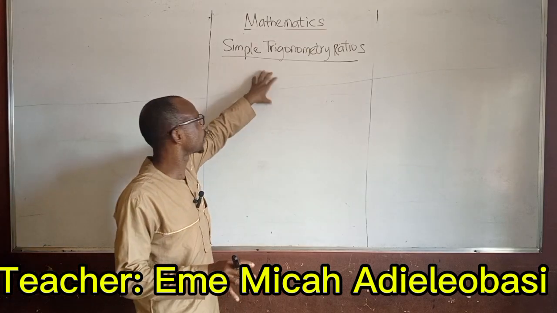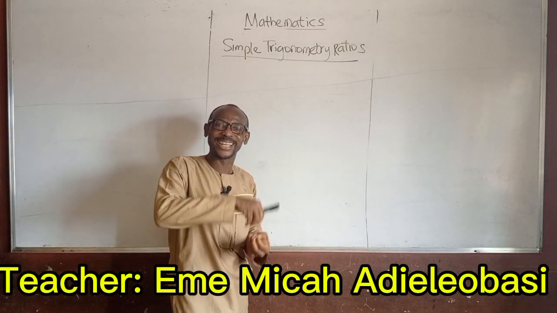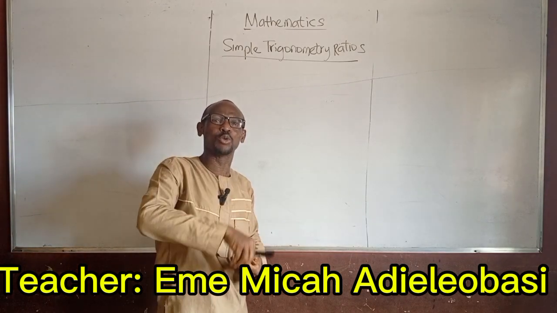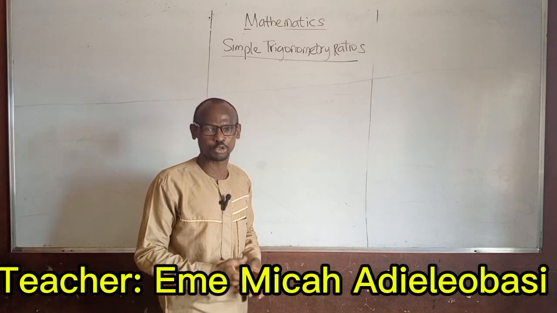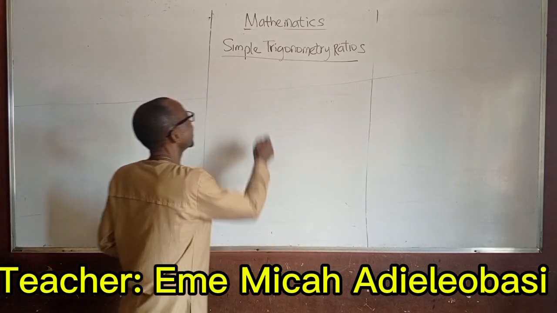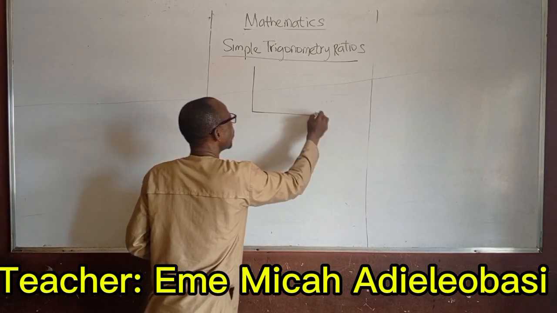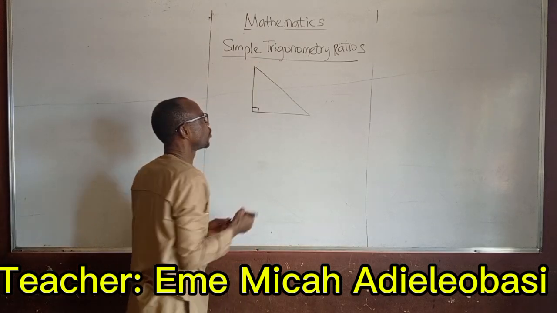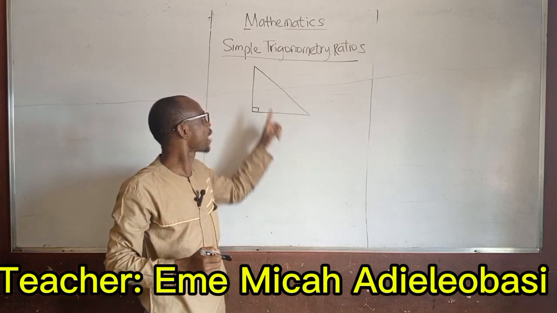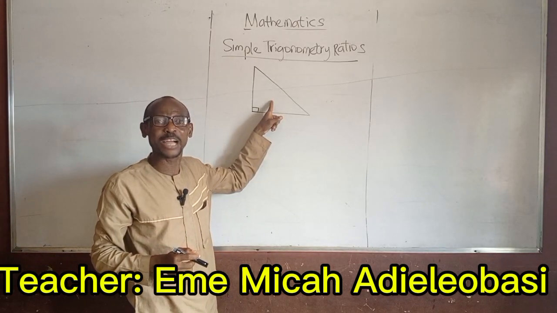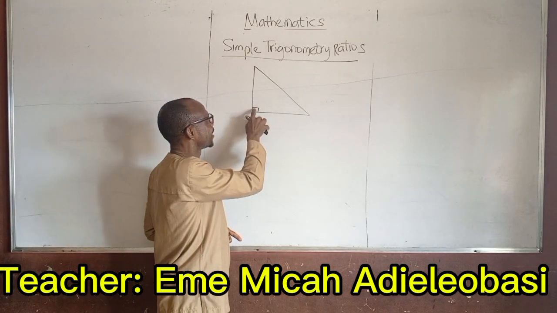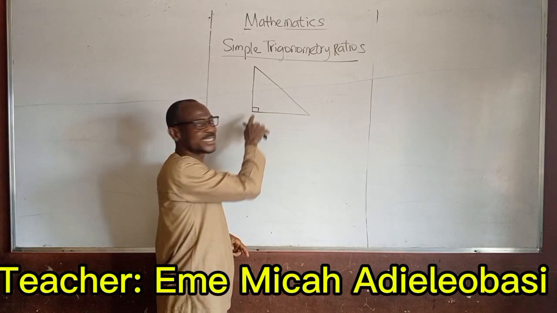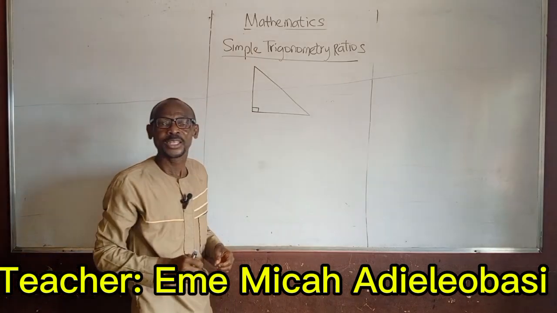What we go fit use to solve problems to get the length of right angle triangle and also the angles inside the right angle triangle. First, before we look at them, we go define the right angle triangle. We say right angle triangle na triangle where one of the angle na 90 degree, and we dey use this box to represent the 90 degree.